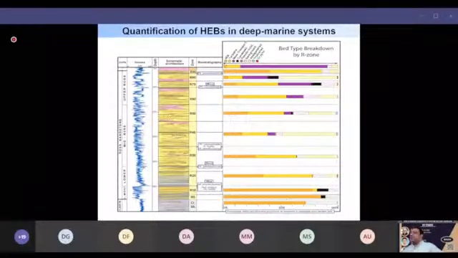So they're really important to consider while estimating budgets for carbon burial in the deep sea.